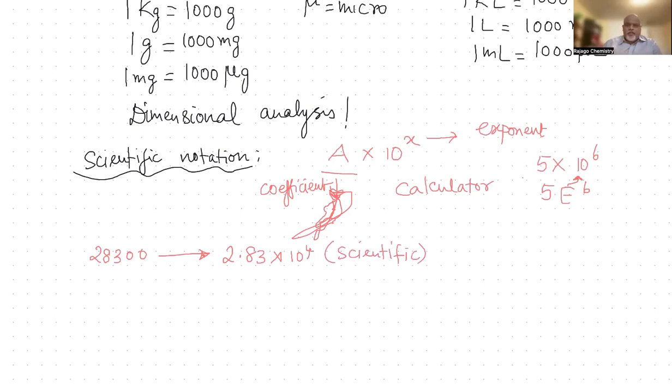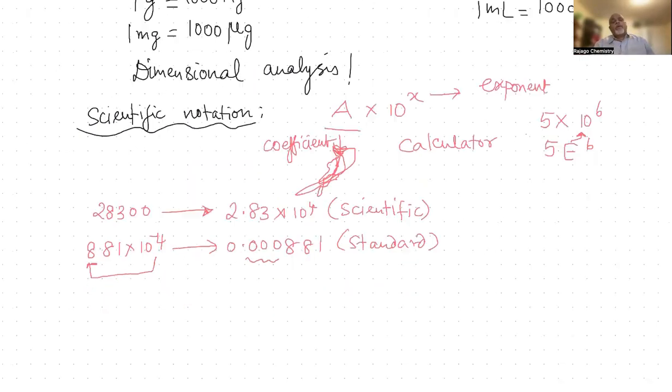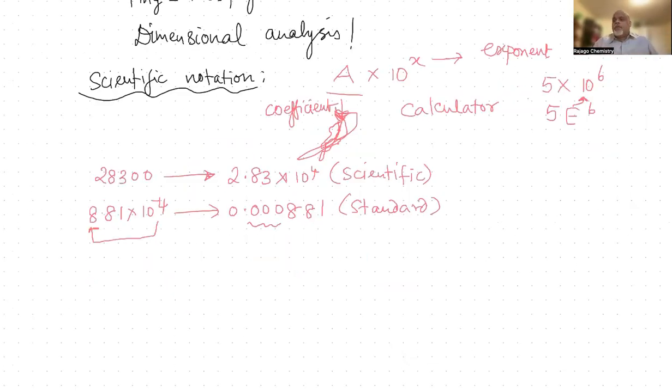If the number is 8.81 times 10 to the power of minus 4, you move the decimal point 4 places and write 0.000881. There are 3 zeros I have added, and the 8 was already there. This is called standard notation. You should know this, and you should practice with several problems to make sure you have a very clear picture of how to do this.